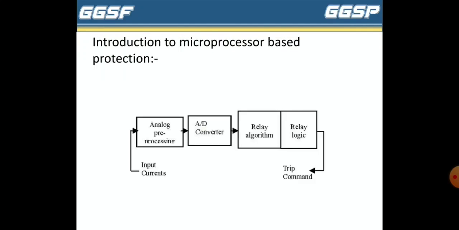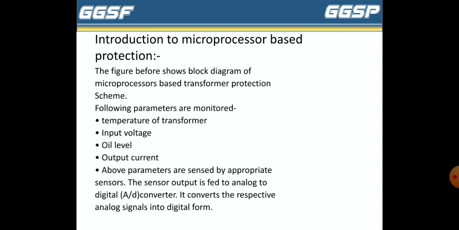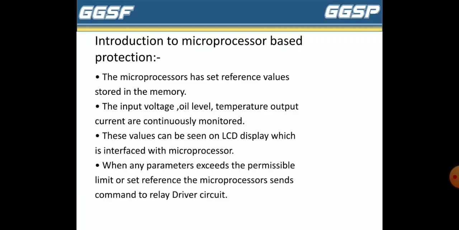Introduction to microprocessor based protection. The figure shows block diagram of microprocessor based transformer protection scheme. The following parameters are monitored: temperature of transformer, input voltage, oil level, output current. The above parameters are sensed by appropriate sensors. The sensor output is fed to analog to digital converters. It converts the respective analog signals into digital form.